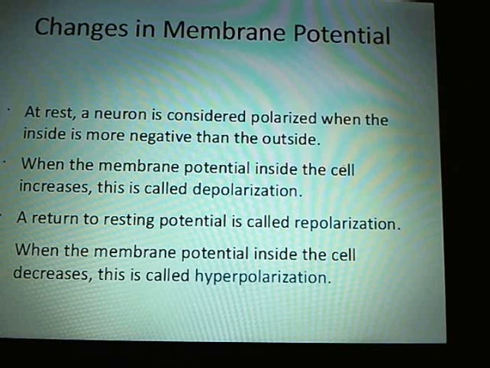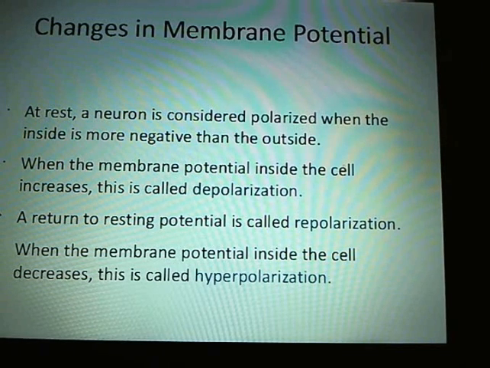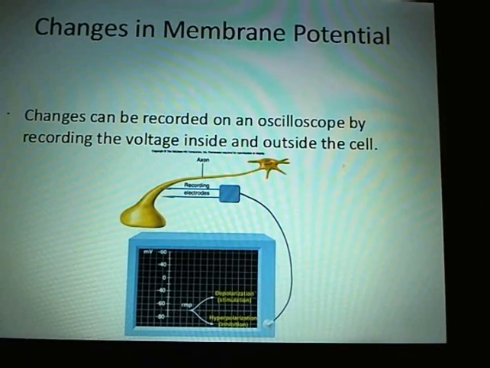At rest, a neuron is considered polarized. So as the potential or the nerve impulse is moving along it, it's polarized when it's at rest. It's depolarized as the potential's moving along it, then it's repolarized, and for a little while it becomes hyperpolarized. This is a point at which it cannot fire again for a fraction of a second. Changes are recorded on an oscilloscope.